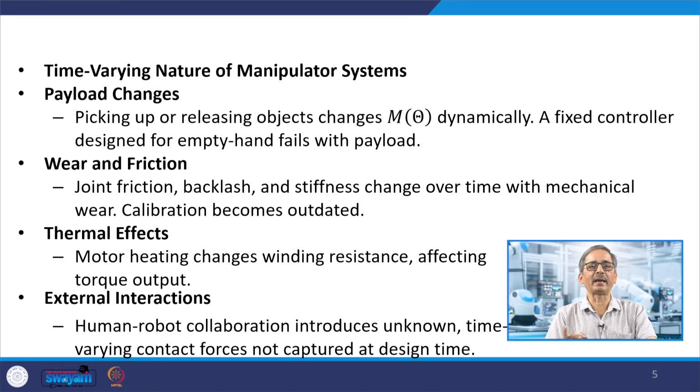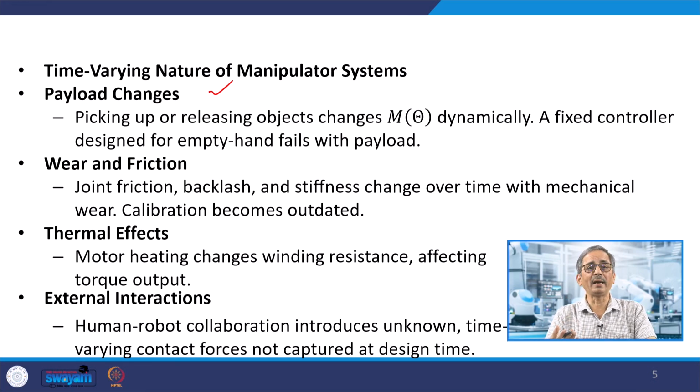Then we have the time varying nature of this manipulator system. For example, the payload changes. When a robot end effector picks an object, its inertia is different, and when that object is dropped, the inertia is different. So a fixed controller design for an empty hand will fail if we use it with a payload. Then we have wear and friction. Joint frictions are there, and you may have backlashes in the gearboxes used with the motors. Stiffness changes over time with mechanical wear, and calibration becomes outdated many times. So these are the factors which are time varying.